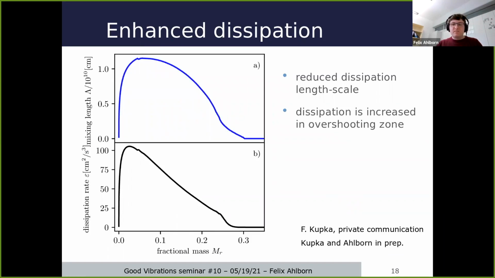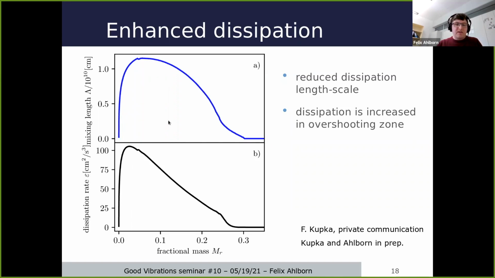So now I show you the first results we have obtained with this new dissipation model. If you first look at the lower panel, this is showing the dissipation rate in the three-equation model. And you can see that, first of all, this dissipation rate is not growing through the whole star, but it stops here at about 0.3 in fractional mass.